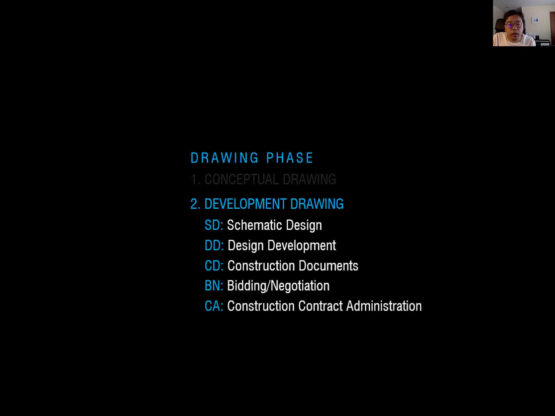This is the last stage, CA, which is the construction contract administration. It is a very important phase as well. Even after the construction documents, the architect has to work with the contractor, because a building is so complex. The contractor keeps asking for details because there are too many issues in the construction field. The architect keeps supporting all the details to realize the right building.